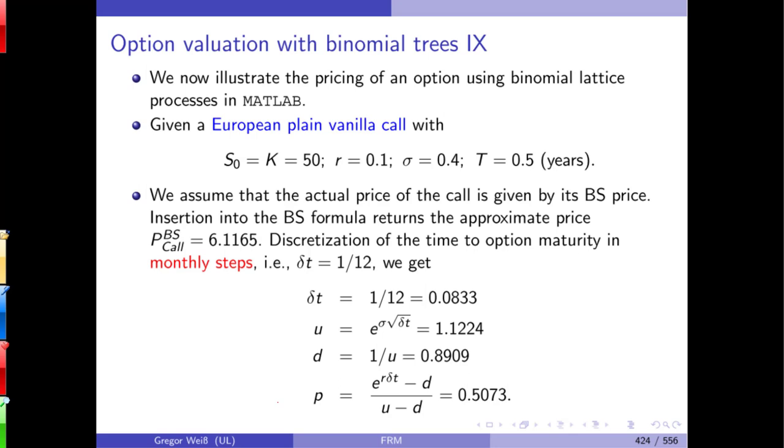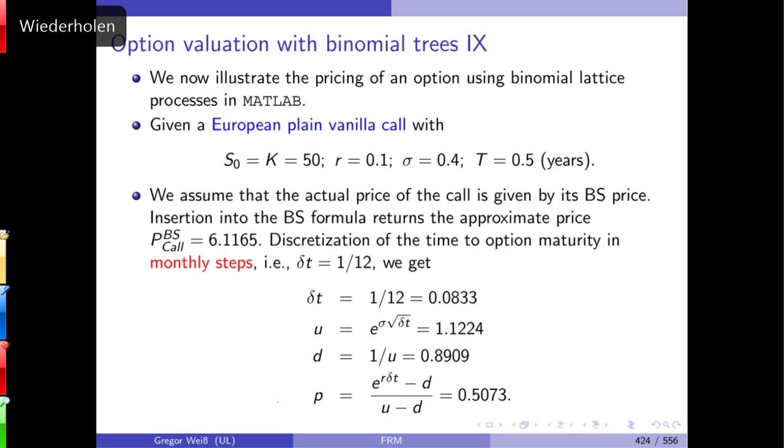Is this the true price? No, we don't know this. We would need to observe this in the market. But if the market is arbitrage-free, if it fulfills all those assumptions, well, then this should be the arbitrage-free price. Delta t, we do a discretization in monthly steps, so delta t is 1/12. U is given by this, d is equal to 1 over u, and the pseudo risk neutral probability is 50.73%.